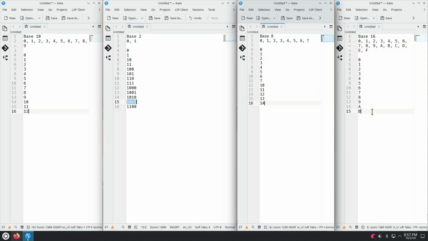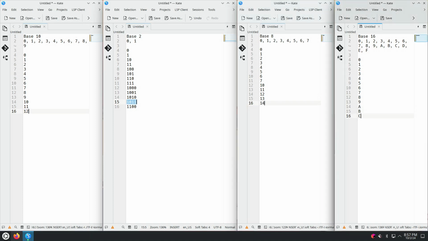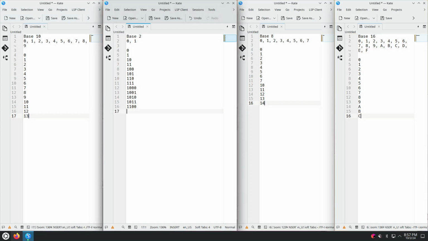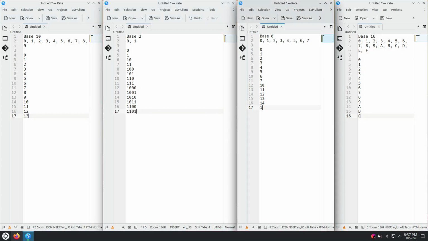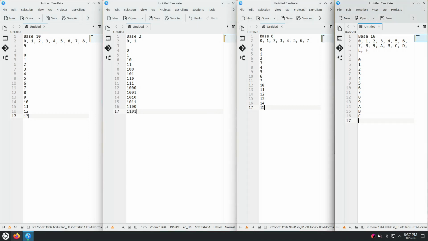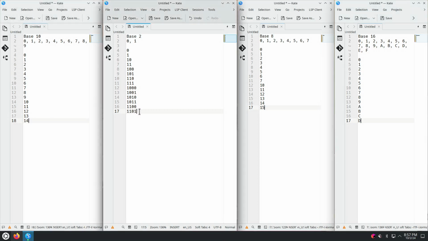14, C, 13, 1101, 15, D, 14, 11. The largest one-digit number in base 2 is 1. When we increment by 1, we'll get a two-digit number.